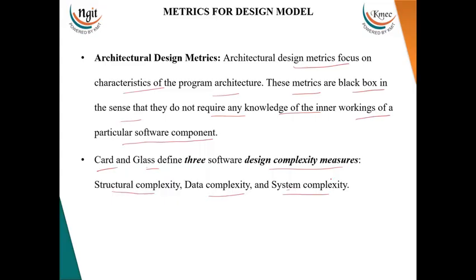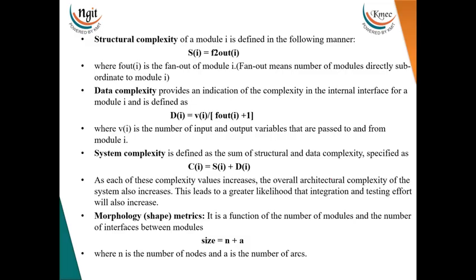Now these architectural metrics will focus on the overall structure and how the components interact. The calculation is like this: structural complexity of a module i is defined as S(i) = f_out(i) squared, where f_out is the number of modules that the current module will call. Next is data complexity, which provides an indication of the complexity in the internal interface for a module i and is defined as D(i) = v(i) / (f_out(i) + 1).